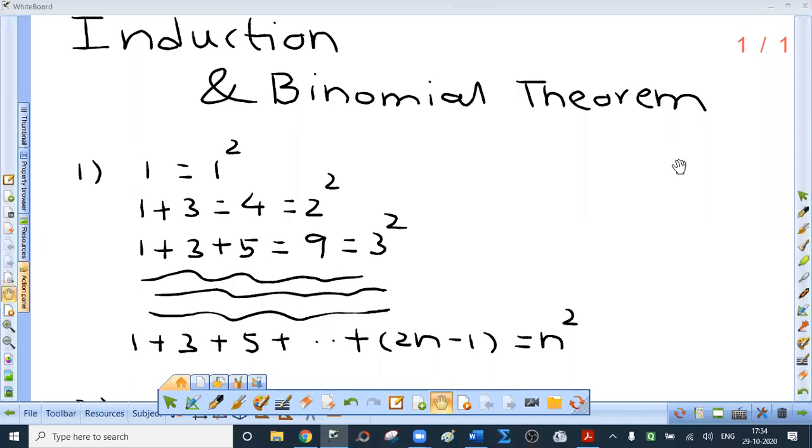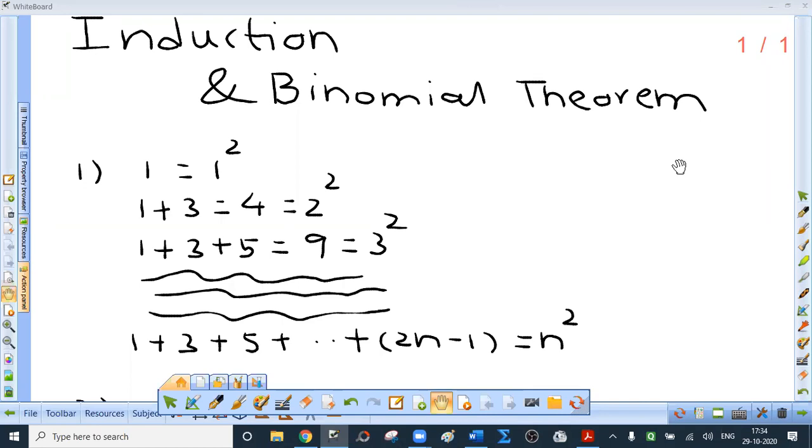Today's topic is method of induction and binomial theorem. Actually, we use method of induction to prove binomial theorem. See, in mathematics, many times some results are guessed, right? Some results are guessed by observing some pattern and then we prove or disprove them.